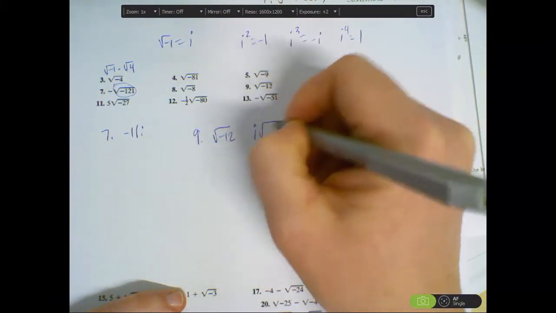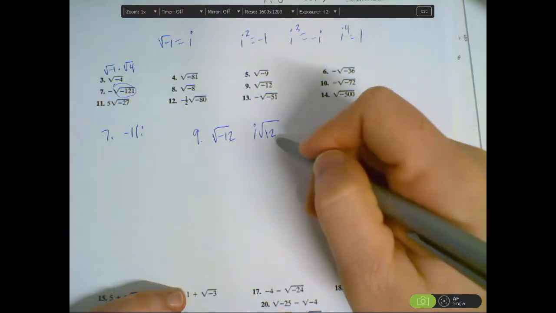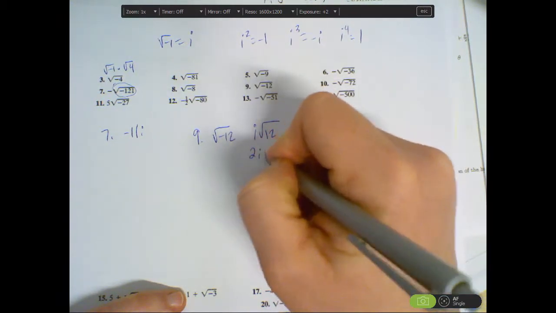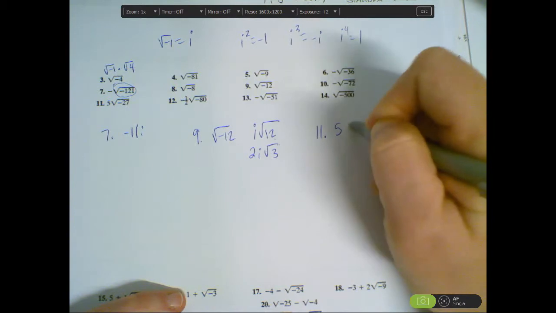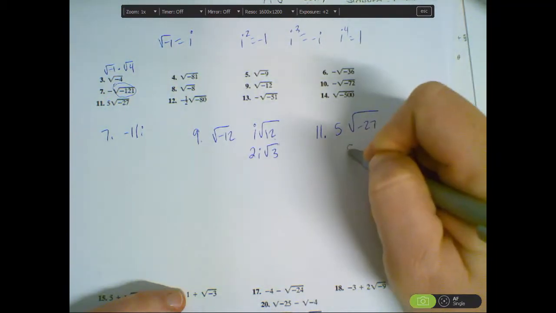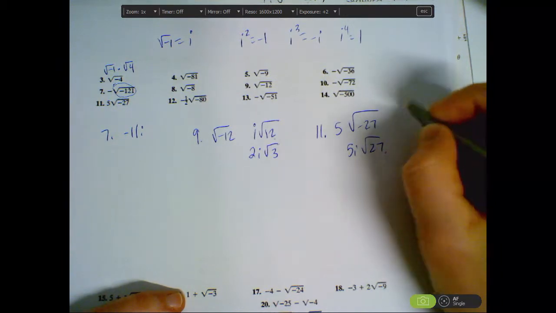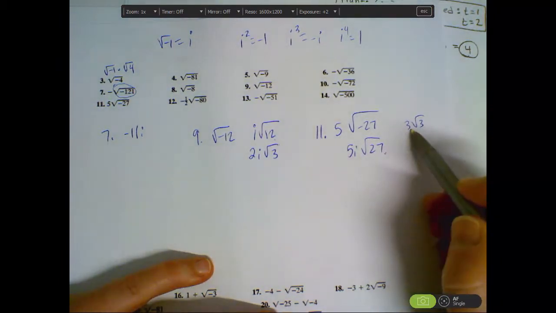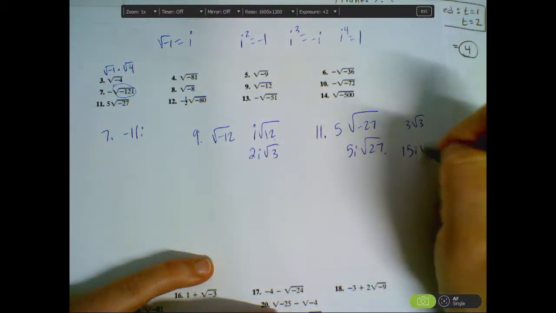is i root 12, but you have to simplify root 12 just like we've been doing. That breaks down into 2 root 3 because it's 4 and 3, 2 and 2. So your answer is 2i root 3. Number 11, you have a 5 outside and then a -27, so we have 5i root 27, but you have to simplify root 27, which breaks down into 3 root 3. So now I have a 3 that has to get multiplied by 5i, so your final answer is 15i root 3.